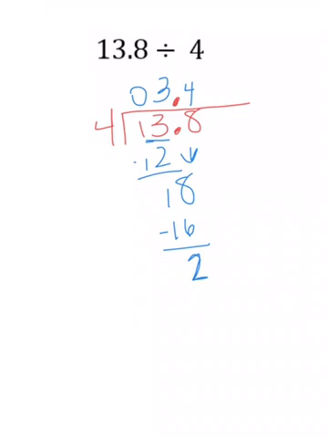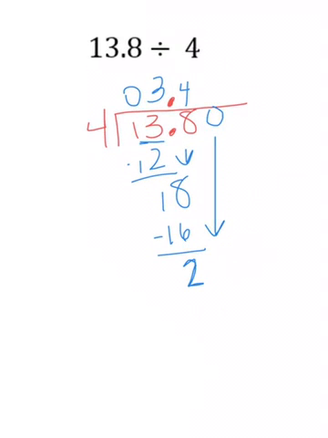Now since I'm doing decimals, I really cannot have a remainder. So what I'm going to have to do is add a 0 here at the end into my house and then bring it down. Now 4 goes into 20 5 times, because 5 times 4 is 20. And I get nothing left over. So my final answer then is 3.45.